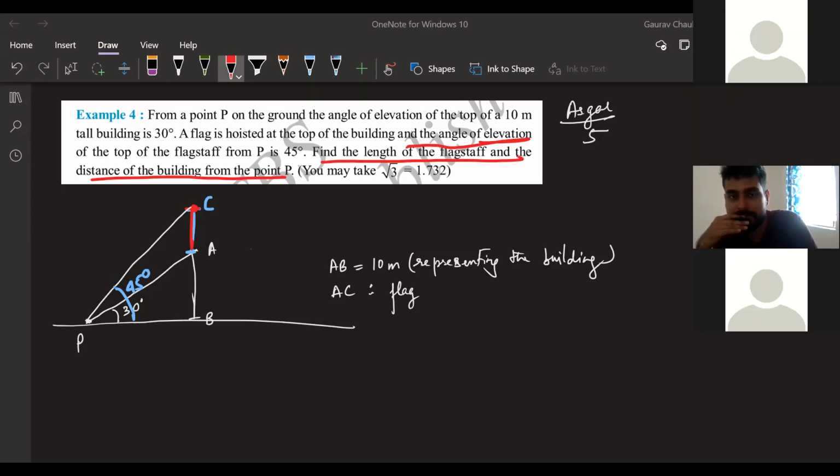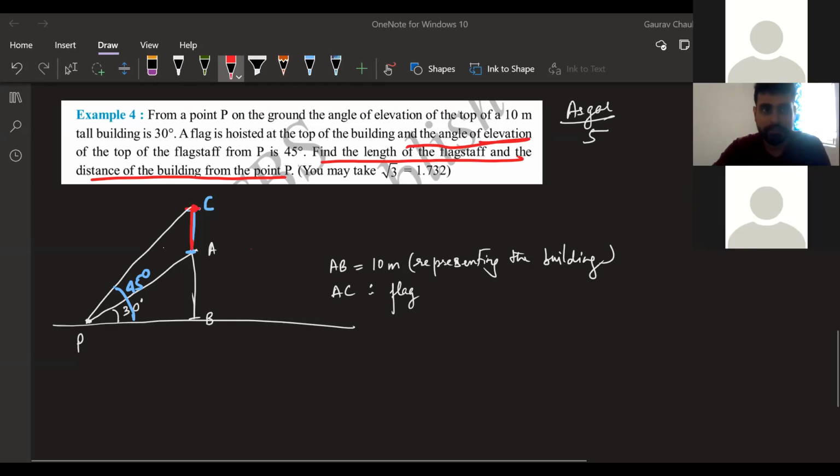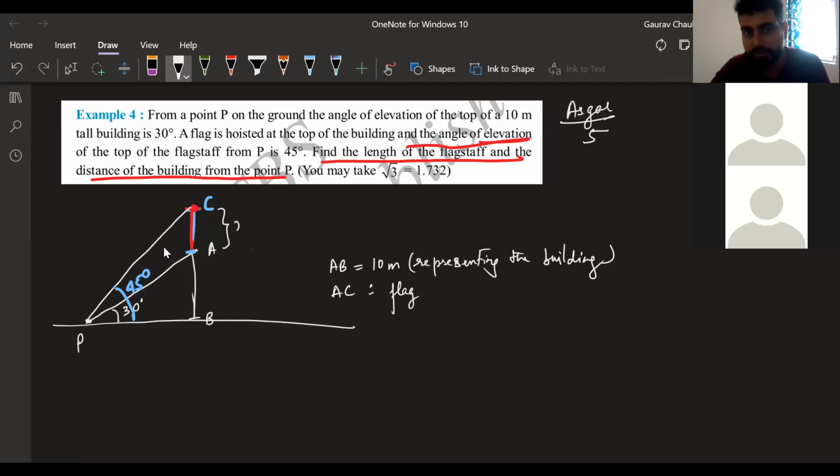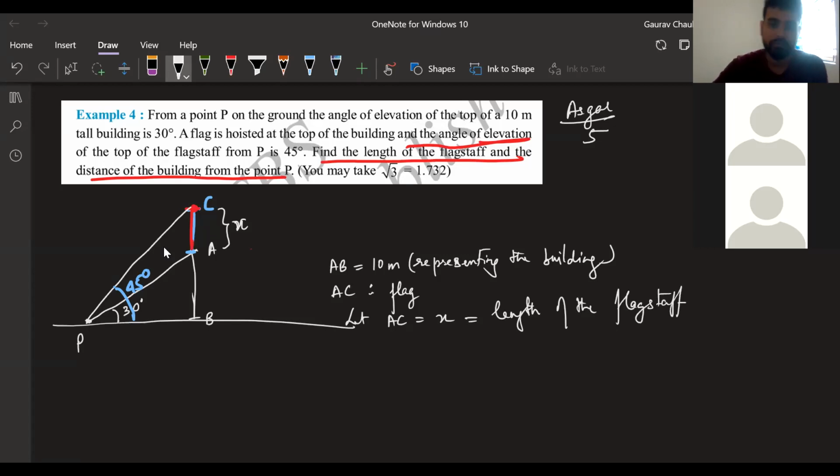Asghar? Sir, AC. All right. So I'm going to mark this as X for now. Just because it will become easier as we go ahead. Let AC be equal to X, which is the length of the flag staff. You can directly write this, you can skip this part, but it's fine.